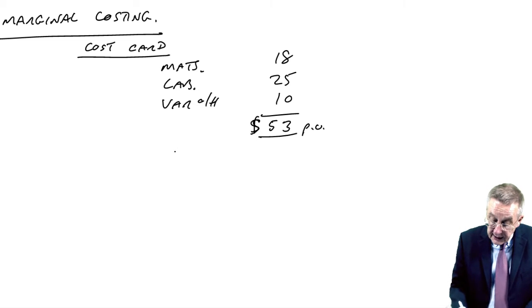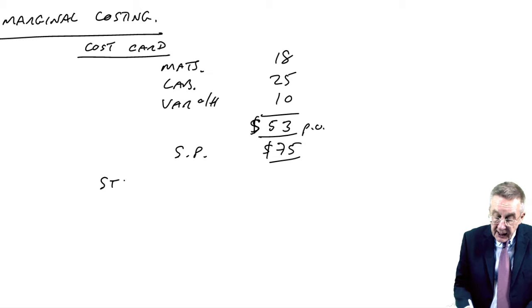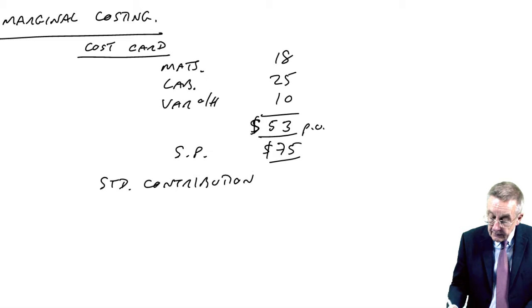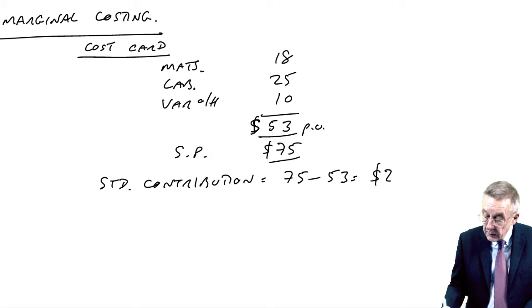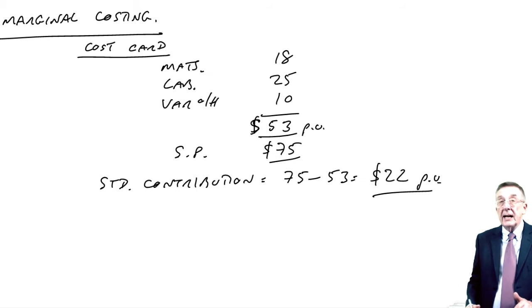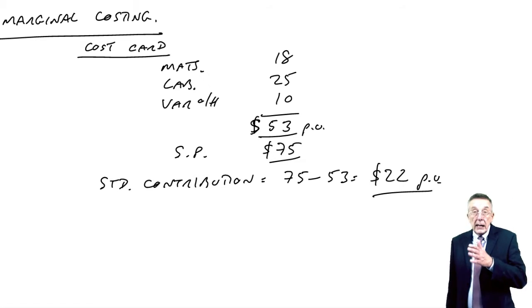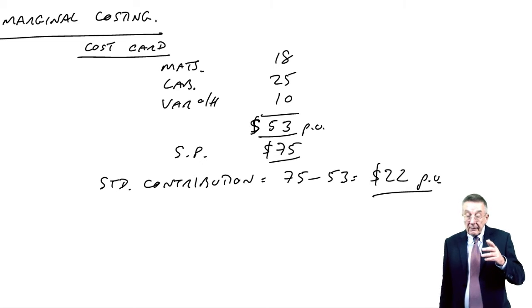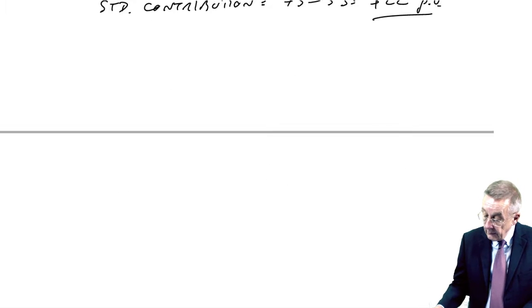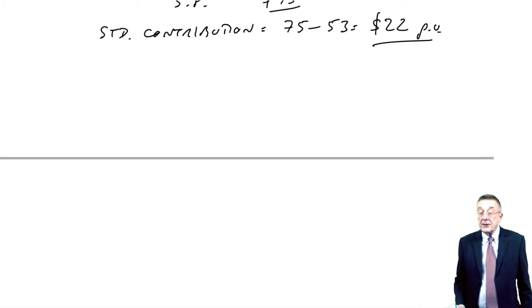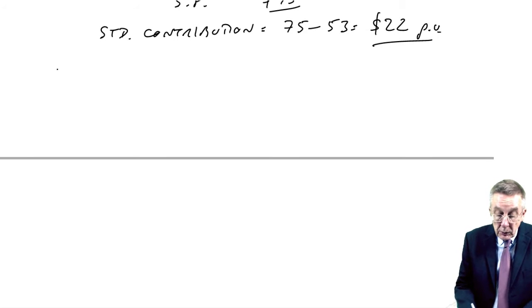The standard selling price was 75, and so we have a standard contribution per unit. 75 minus 53 is $22 per unit, and we spent enough time in earlier lectures discussing contribution, the profit before fixed overheads. Can I also, just before we do our operating statement, calculate the total budget profit?